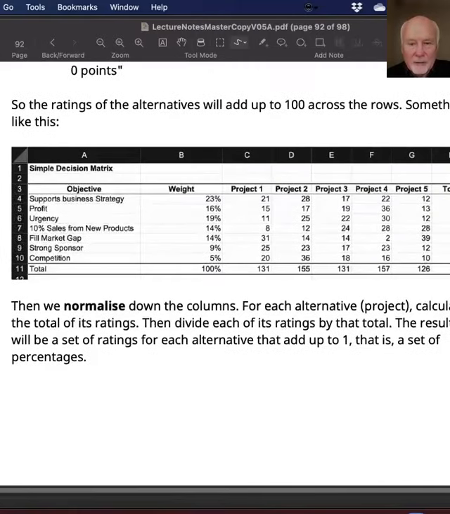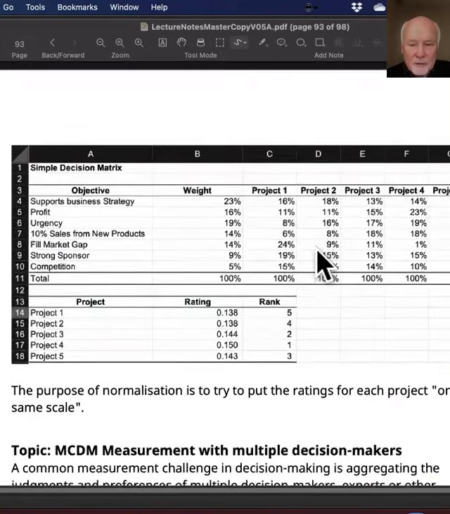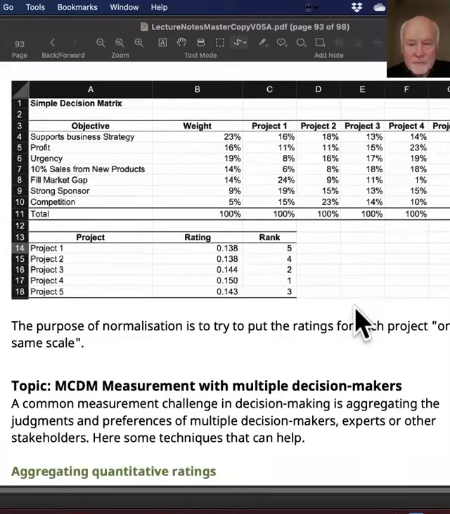So you end up with something that looks like that. It's not essential, but what we commonly do is normalize down the columns. That means we typically just turn them into percentages. In each column you divide each number by the total for the column, and that will give you something that looks like that, and that becomes your MCDM matrix.